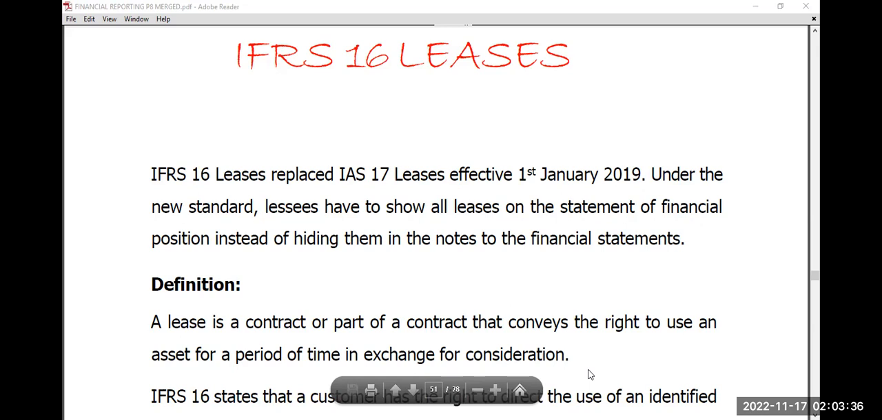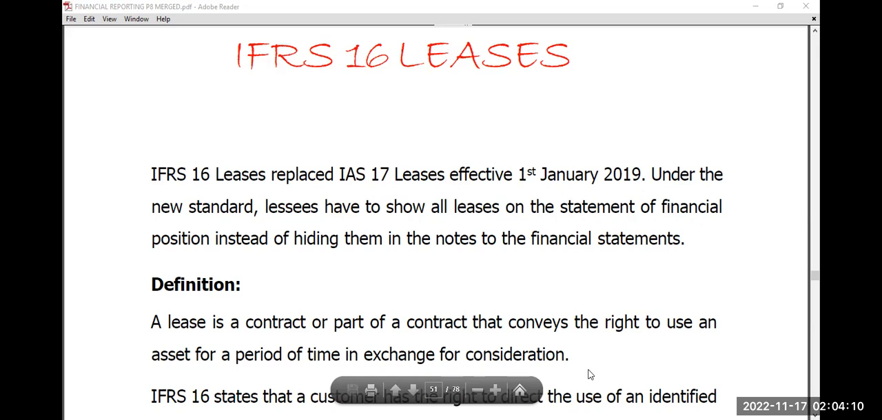The last part will be around sale and lease back. If you have been owning an asset and you have sold it out, but after selling it out, you realize that you need that asset back, and then you lease it again, how are we going to be accounting for those transactions?